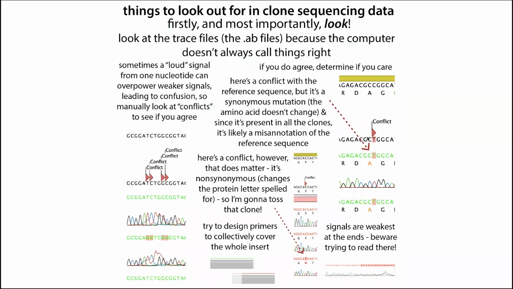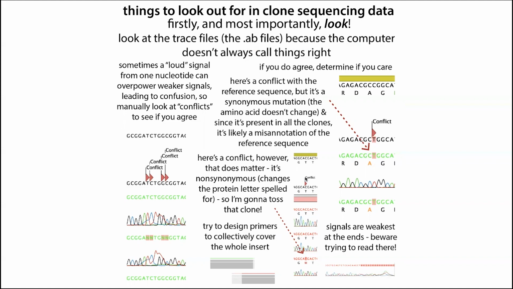And maybe it was actually a misannotation in your original reference. I've had this happen where there's a conflict with the reference sequence, but it's a synonymous mutation and it's present in all of the clones. So if I tested out multiple clones, and they all had the same mutation in there, which didn't change anything, it was probably just a misannotation of that original reference. But it would be important to know if I was going to design, say, a primer later that was going to cover that region. So in terms of the actual protein making, doesn't matter. In terms of if I was designing a primer that I needed to know the sequence, then it could matter.